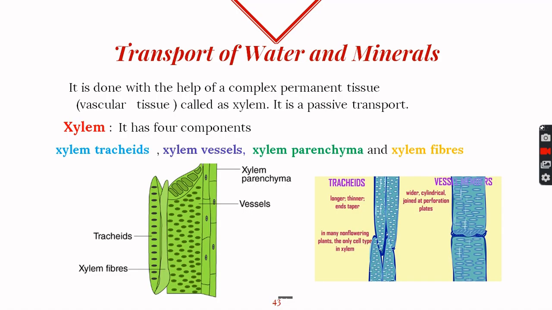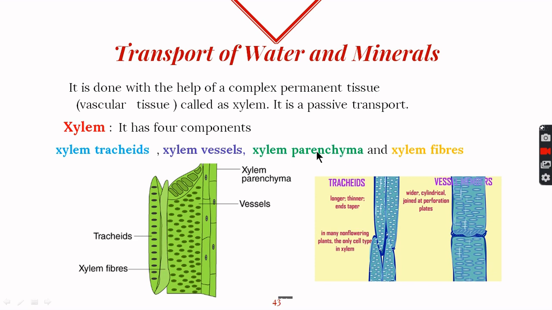We are starting with the transport of water and minerals, which occurs with the help of a complex permanent tissue, or the vascular tissue, called xylem. Inside the xylem, passive transport takes place, which means that no energy is needed for this transport. Xylem has four components. Out of those four, only xylem parenchyma is made up of living cells. The rest are all made up of dead cells.